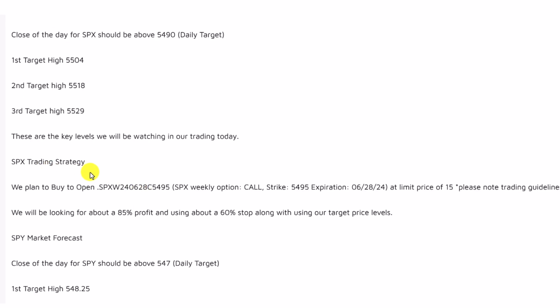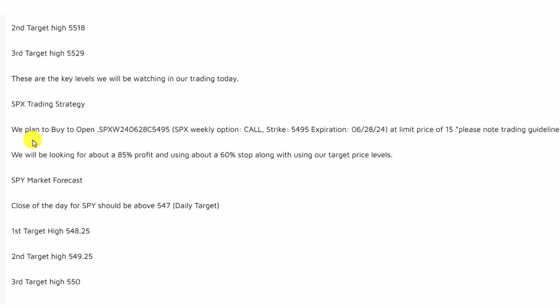Then we have our SPX trading strategy, where we say we plan to buy to open, and we give the actual ticker symbol for the option. Then we spell it out: SPX weekly option, a call. The strike is 54.95. The expiration is 6/28/24, and the limit price of 15. That means that's the maximum price we are willing to pay. We have a goal of an 85% profit target, and initially using about a 60% stop. Now those levels will change as the day progresses, but those are our initial levels.